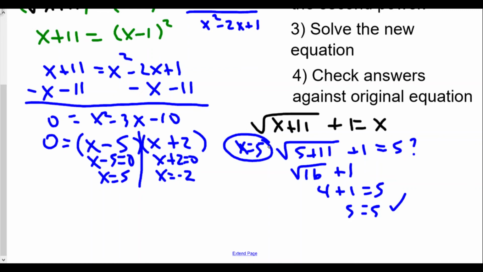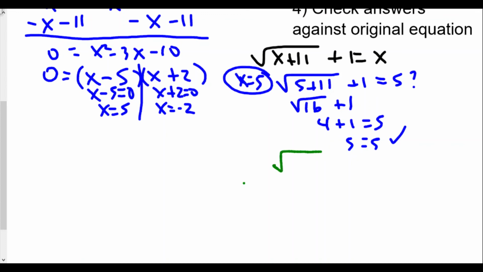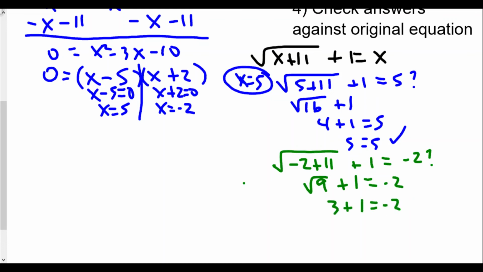Now we perform the check for x equals negative 2. So the square root of negative 2 plus 11, plus 1. Does that equal negative 2? Well, we definitely know negative 2 plus 11 is 9, so the square root of 9 plus 1. Does that equal negative 2? The square root of 9 is 3, so 3 plus 1 is 4. We see 4 does not equal negative 2. That's no good. And if that's no good, our x equals negative 2 must be rejected.